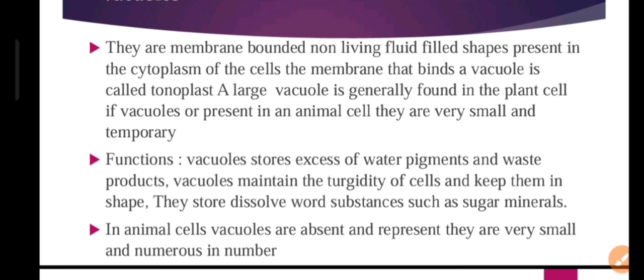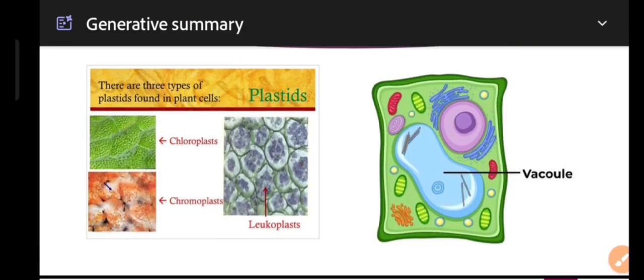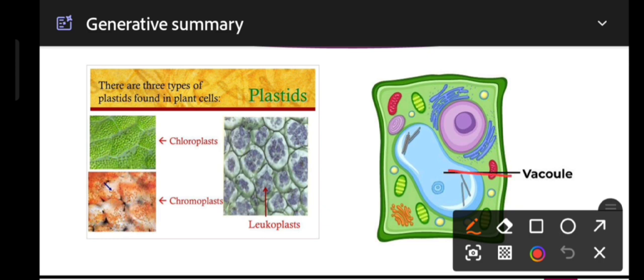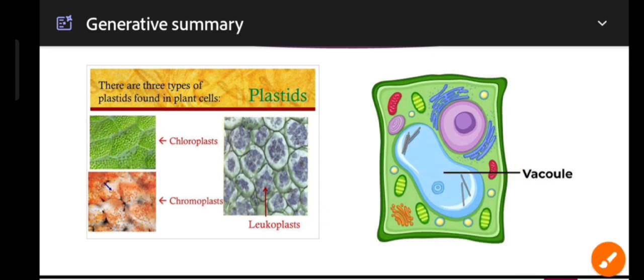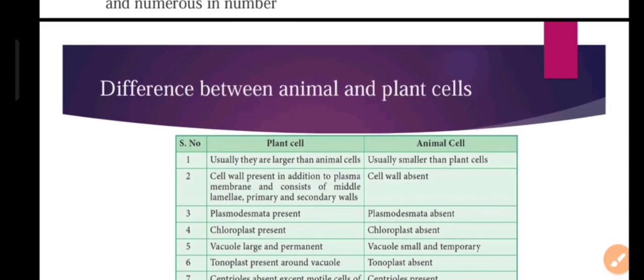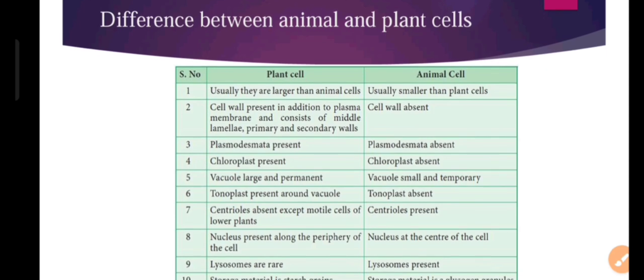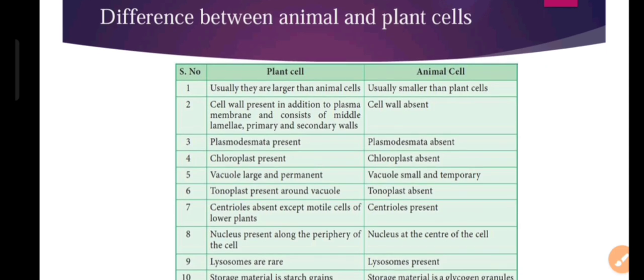So in animals, vacuoles are absent. If present, they are temporary or few in number. It is about the vacuoles. Yes, this is the vacuole present in the plant cell. Coming to the difference between the plant cell and animal cell. What is the difference we will see in plants and animals?